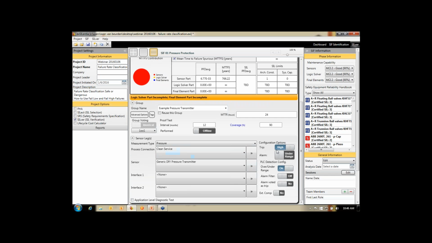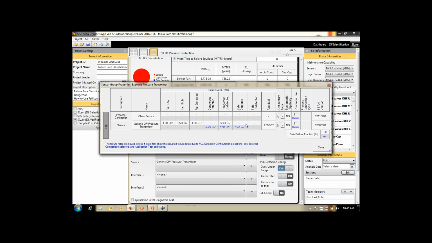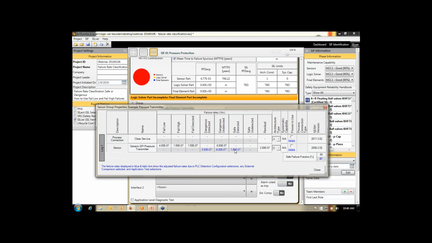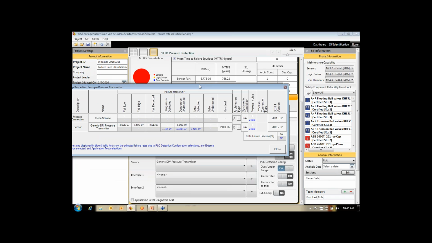So what we have is fail high, detected failures are driven under range, and we detect all out of range signals. And what you will see is that the safe detected failure rate is 1.5 E minus 7. I'll make sure that everybody can see the screen. Yes, 1.5 E minus 7. Then the danger detected is 5.5, and you can also see the results are 677 E minus 3 and 766.22 for the mean time to fail spurious.